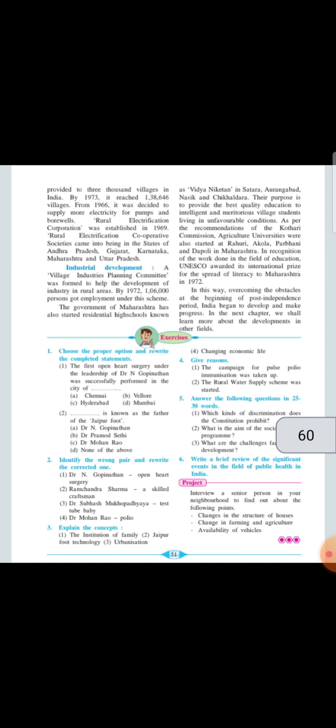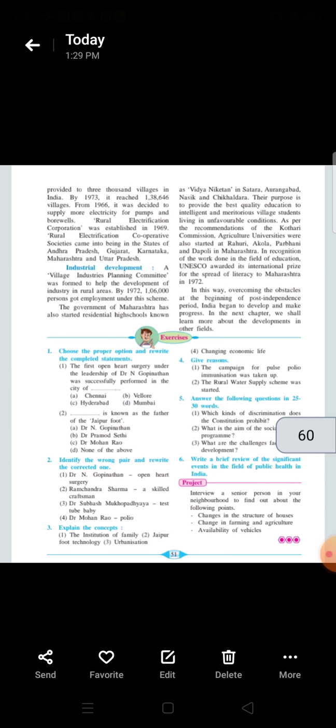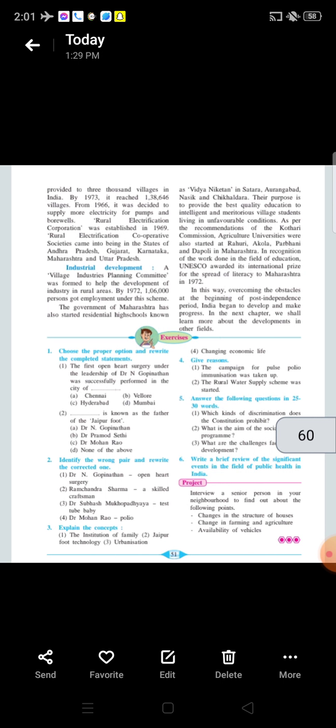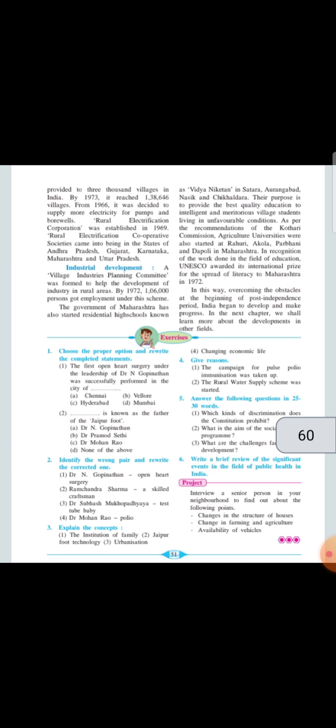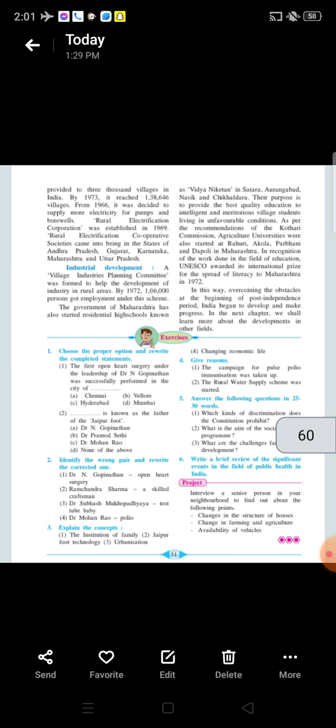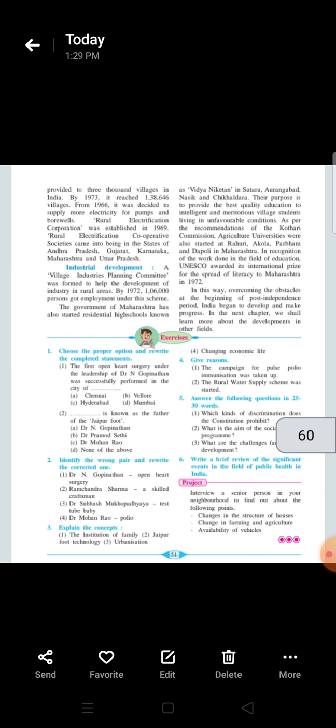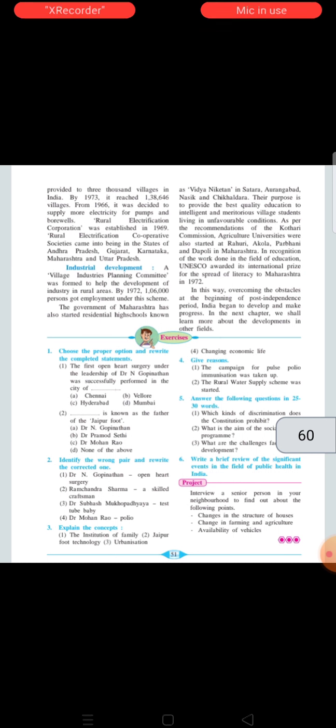1969, establishment of the Rural Electrification Corporation. 1970, launch of the nutrition food scheme in Maharashtra. 1971, first successful kidney transplant in India. 1972, UNESCO award for the spread of literacy in Maharashtra. 1978, there were two events: first, the cancellation of the third class in the Indian Railway; second, the first experiments of the first test tube baby. And in 1995, the pulse polio immunization movement was launched.